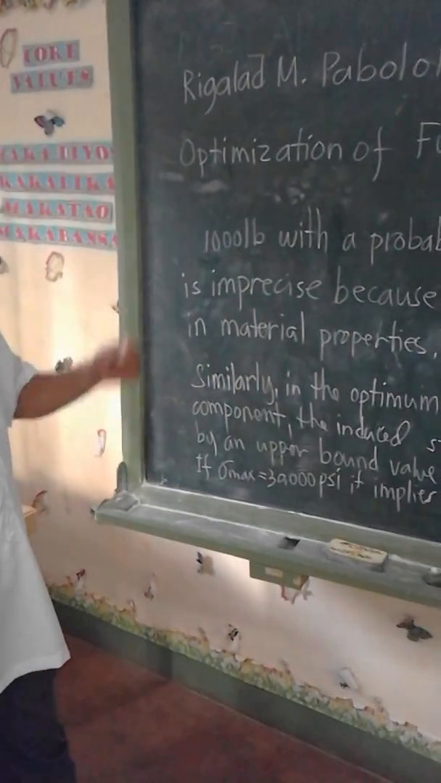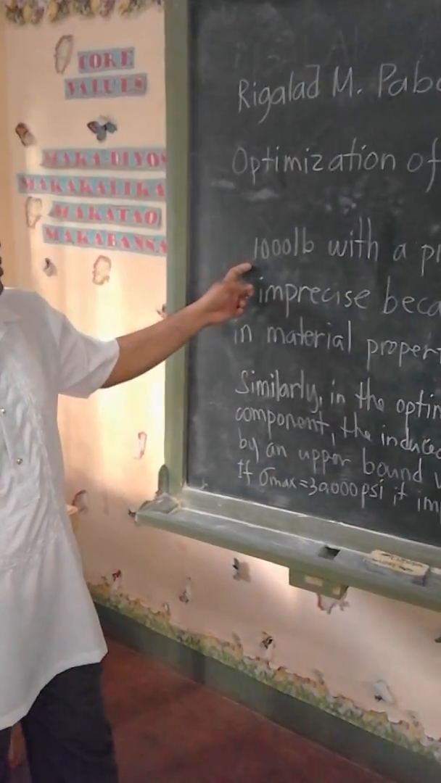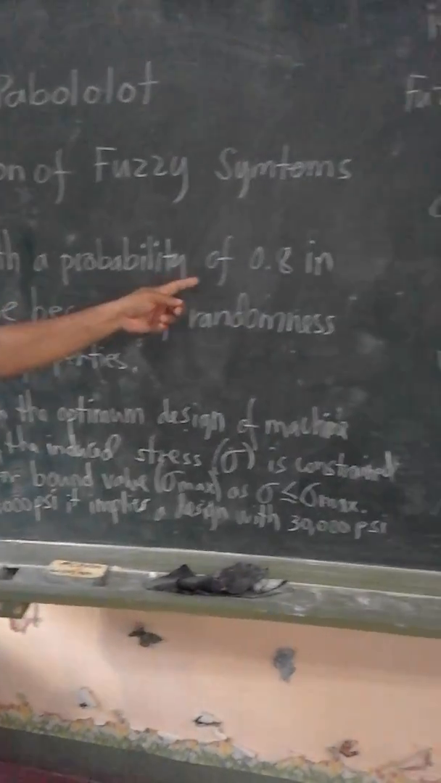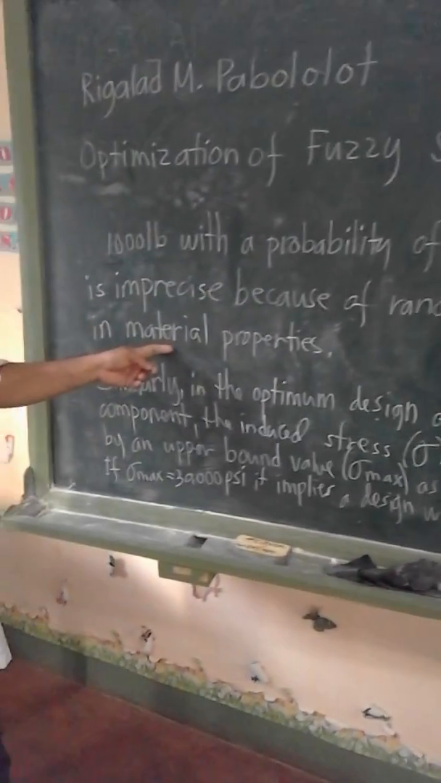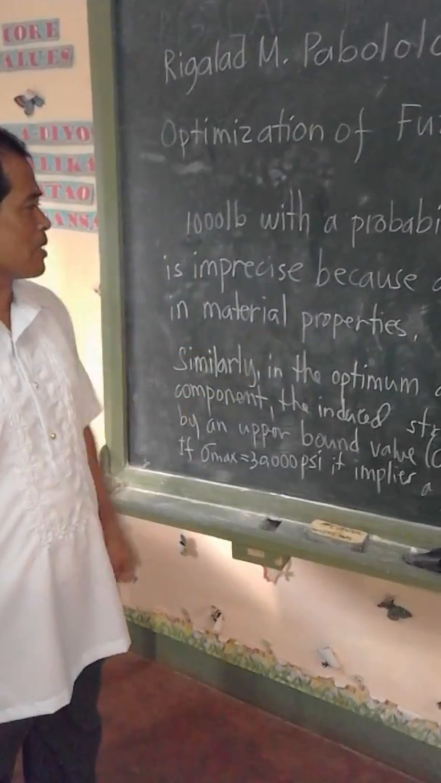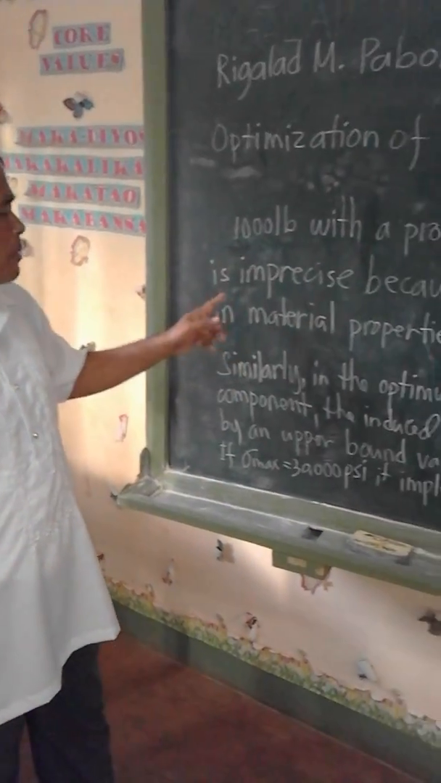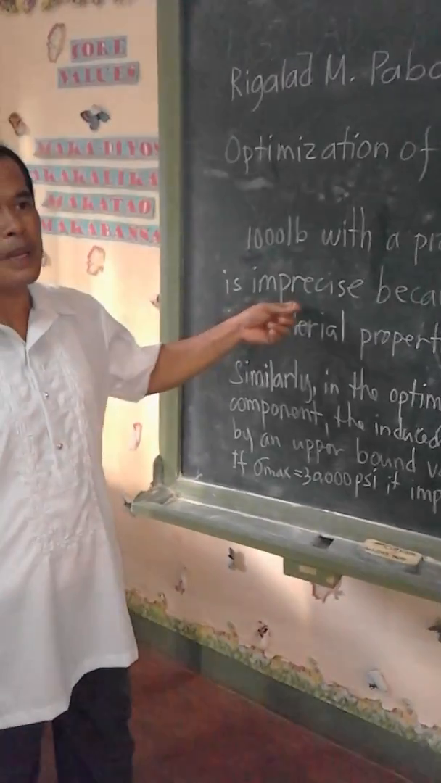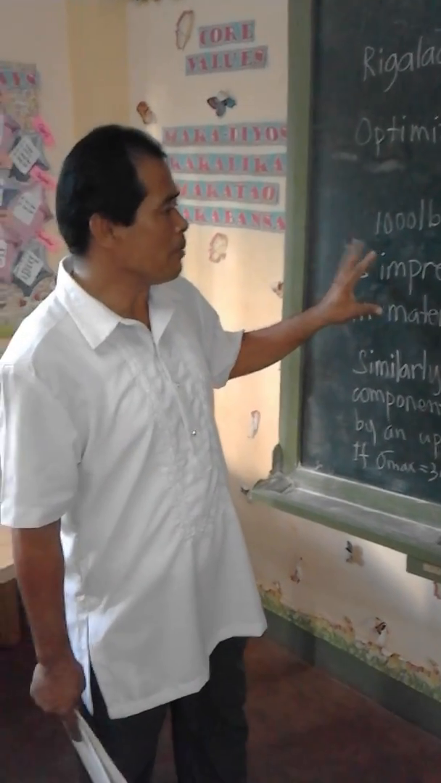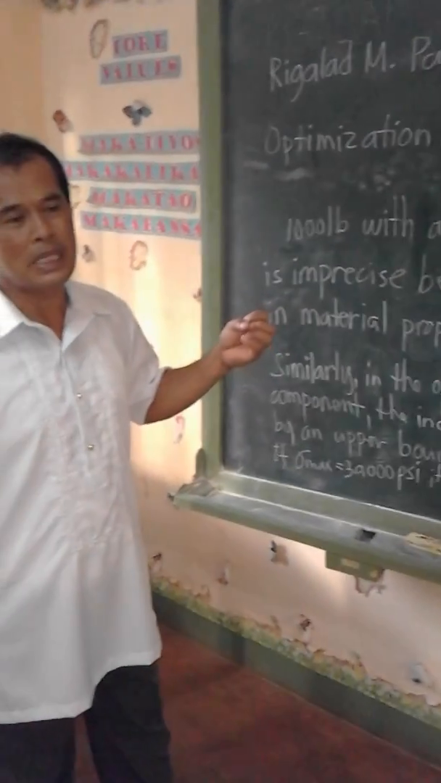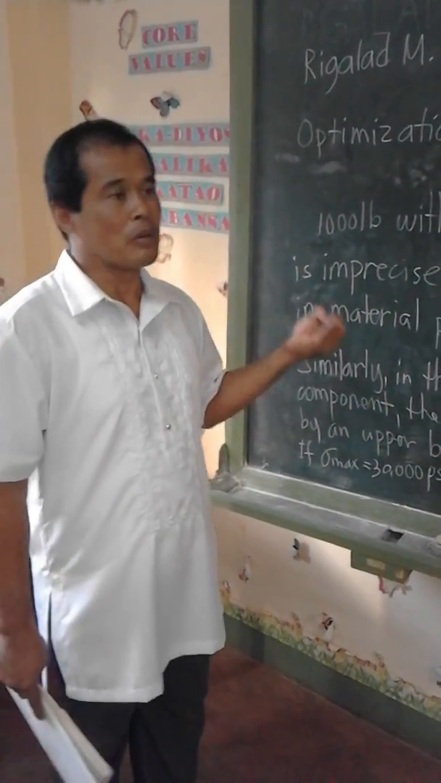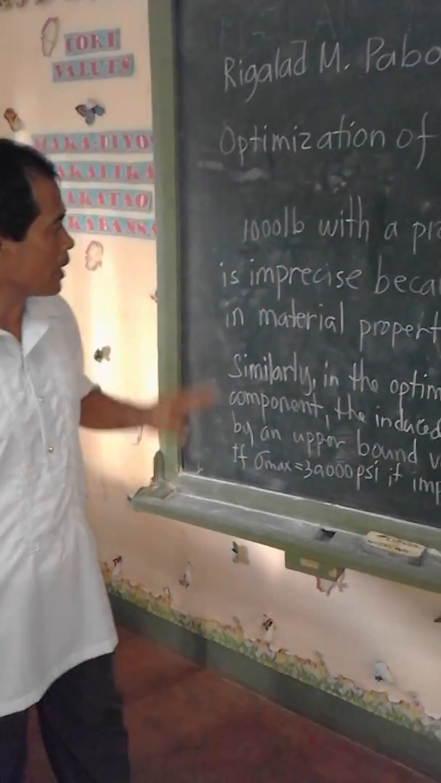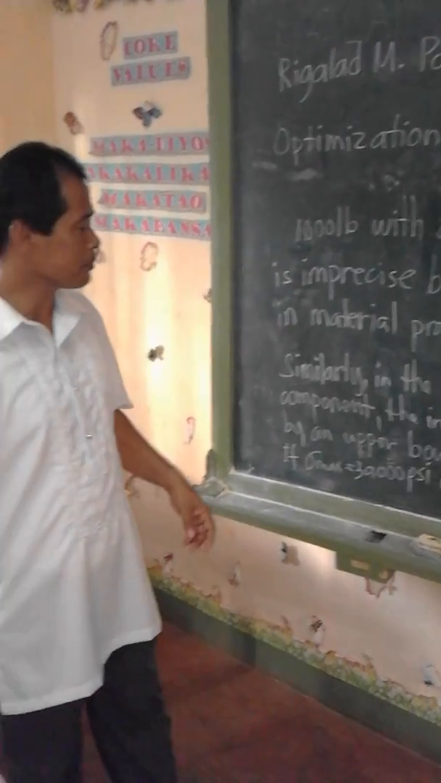For example, a large load of 1,000 pounds with a probability of 0.8 inches is imprecise because of randomness in material properties. It is imprecise because the beam might be made of, say, wood, concrete, or steel, since it is not stated here.